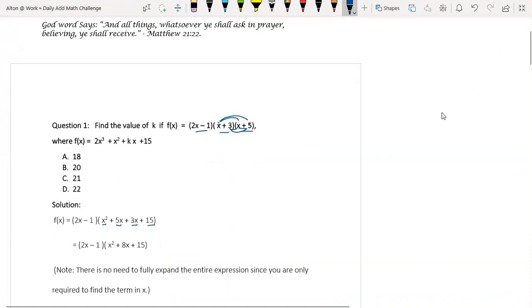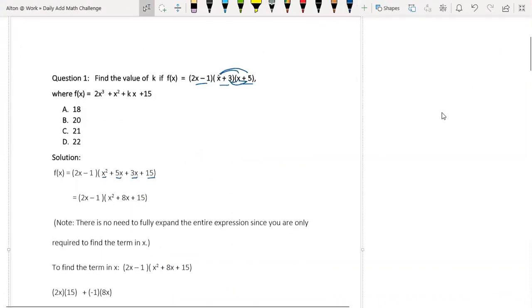Nice. So what do we do next? We're going to isolate the term in x, having simplified 5x plus 3x to give us 8x. We want to isolate that term in x because we need to find the value of k, and k is the coefficient of x, the number in front of x. I've put a note here. Remember, this is an exam, a timed exam. Time is of the essence. So there's no need to fully expand the entire expression since you're only required to find the term in x.